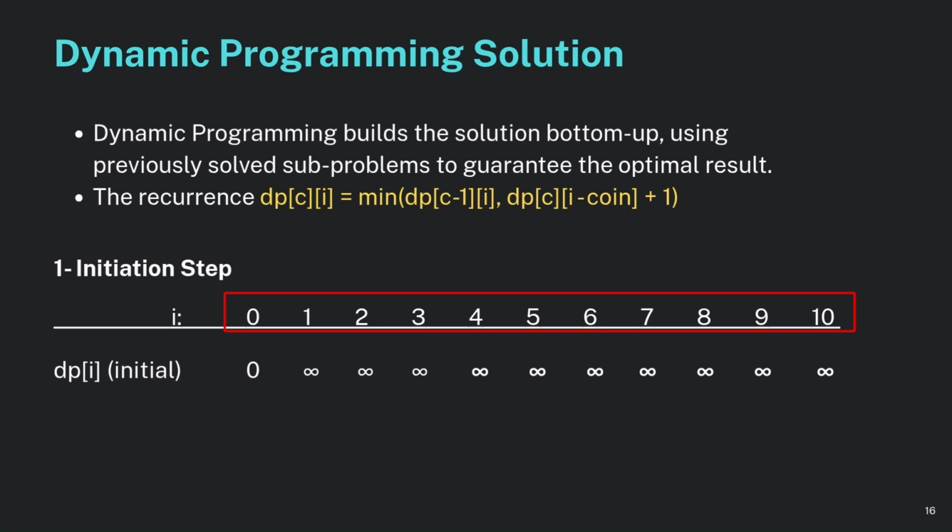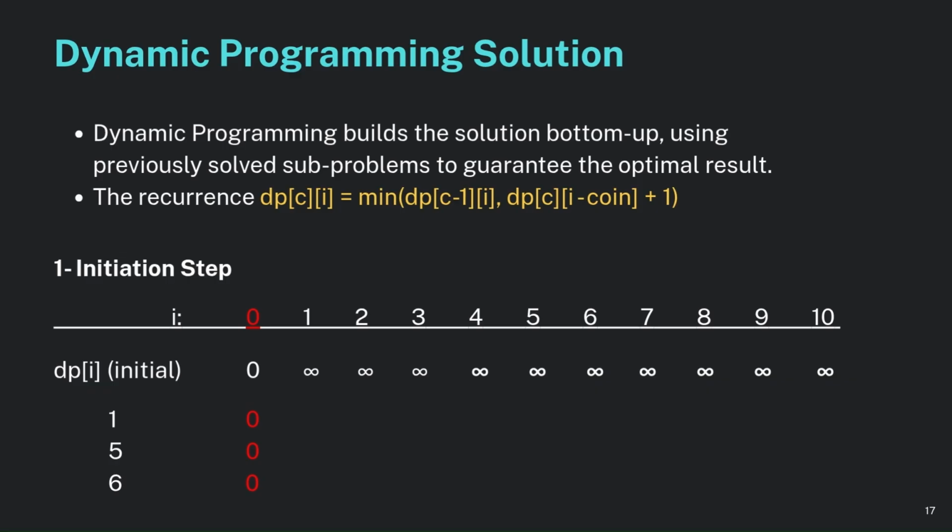Columns are the possible target values up to the real target. Since our target in this case is 10, we wrote every possible target value between 0 and 10. And rows are representing the coin denominations. As you remember, we have 1, 5, and 6.